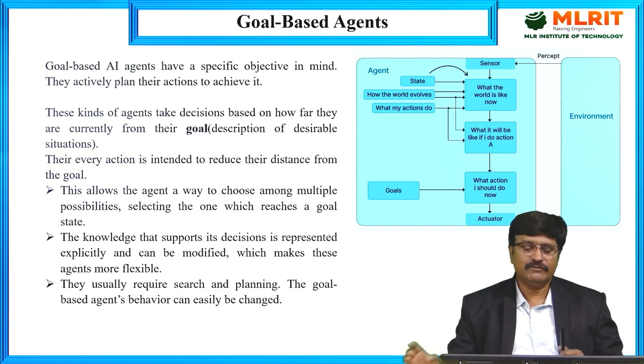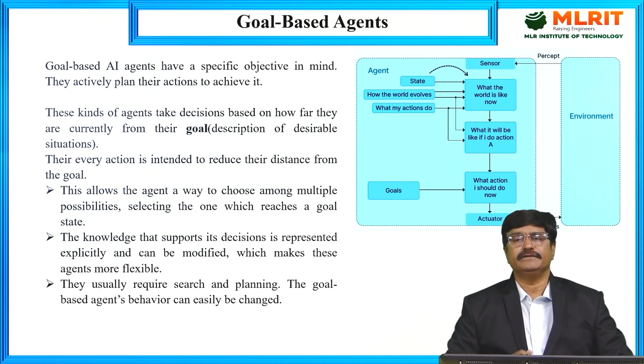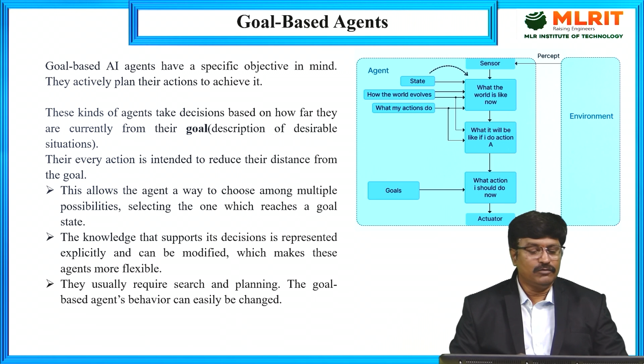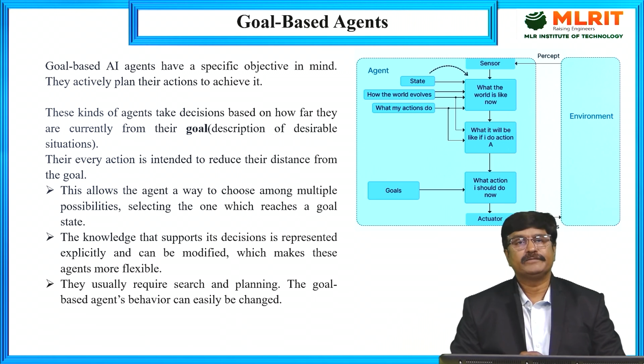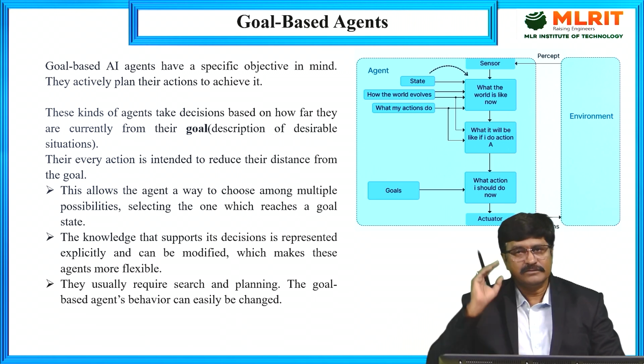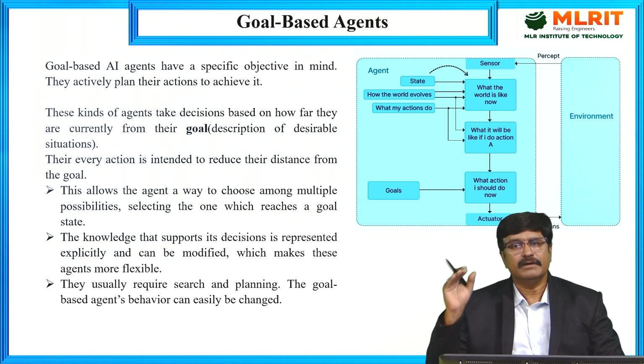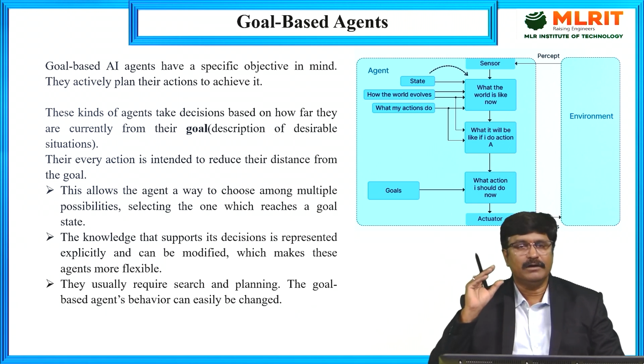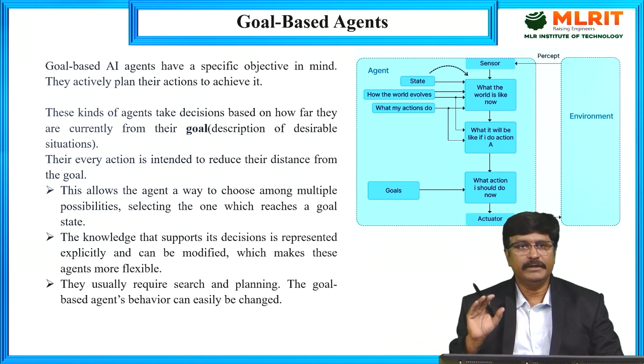The third one is the goal-based agents. Goal-based AI agents have a specific objective in mind. There is a specific goal, and I have to reach that goal. A specific objective in mind is nothing but a goal. They actively plan their actions to achieve that goal.